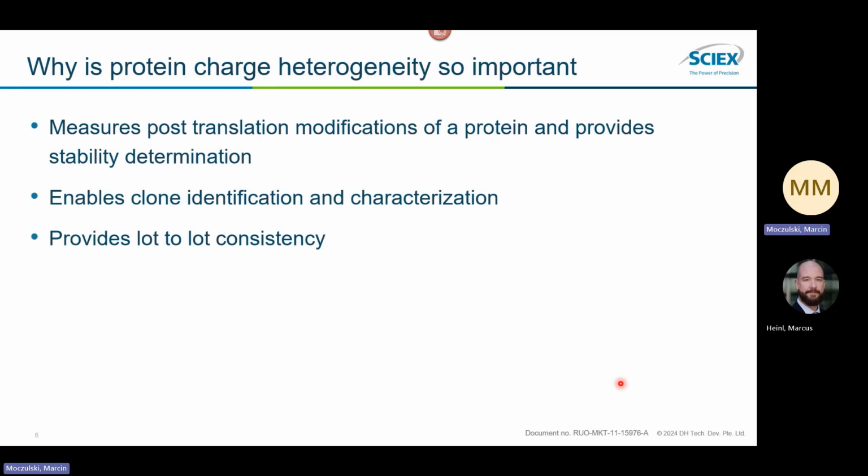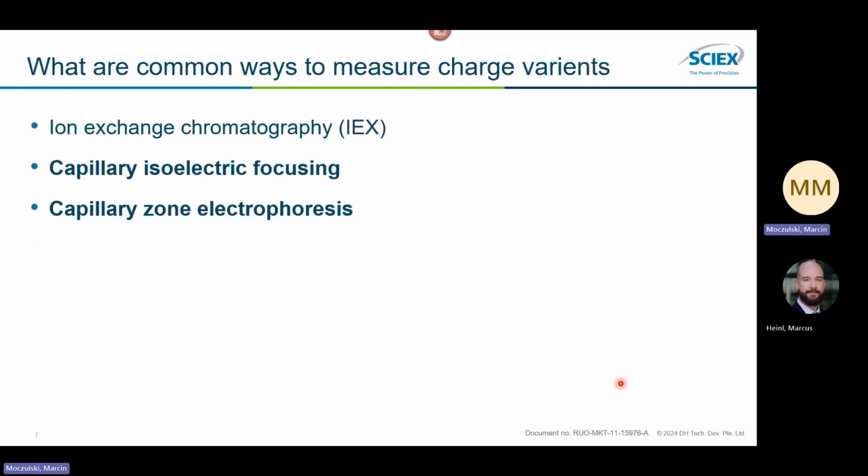Why is protein charge heterogeneity so important? It allows us to measure post-translational modifications of proteins and provides stability determination, can identify and characterize clones, and provides lot-to-lot consistency. Typical methods used to determine charge variants are ion exchange chromatography and two techniques based on capillary electrophoresis, meaning capillary isoelectric focusing and capillary zone electrophoresis.